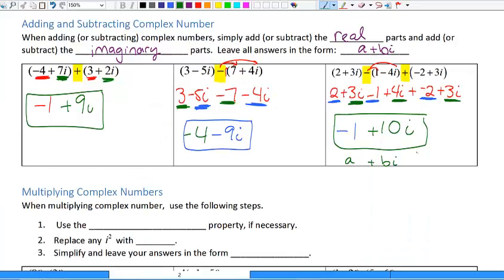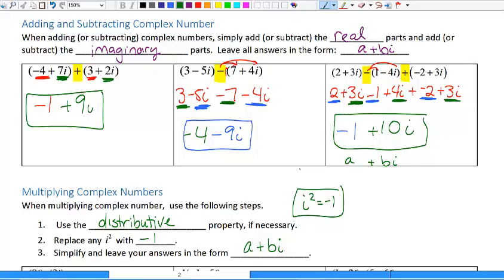Next, we're going to multiply. When we multiply complex numbers, we're going to use the following steps. Step 1. Use the distributive property if necessary. Step 2. Replace any i squareds with -1. That comes from the formula i squared is equal to -1 from the first page. Step 3. Simplify and leave your answers in the form a plus bi. Be sure to put the real part first.